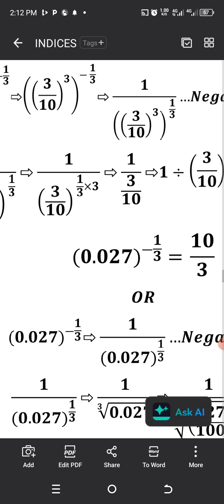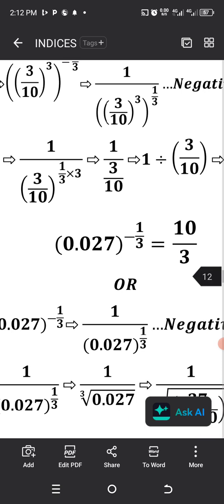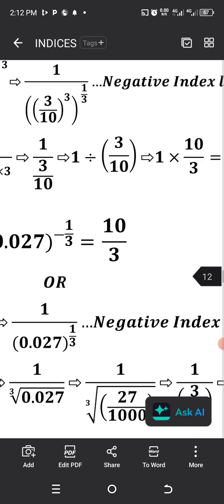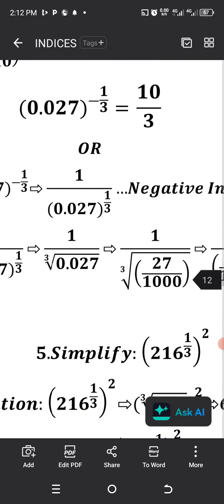So 1 divided by 3 over 10 is actually, you can express it in this way, 1 times 10 over 3, which is 10 over 3. So that is the final answer.